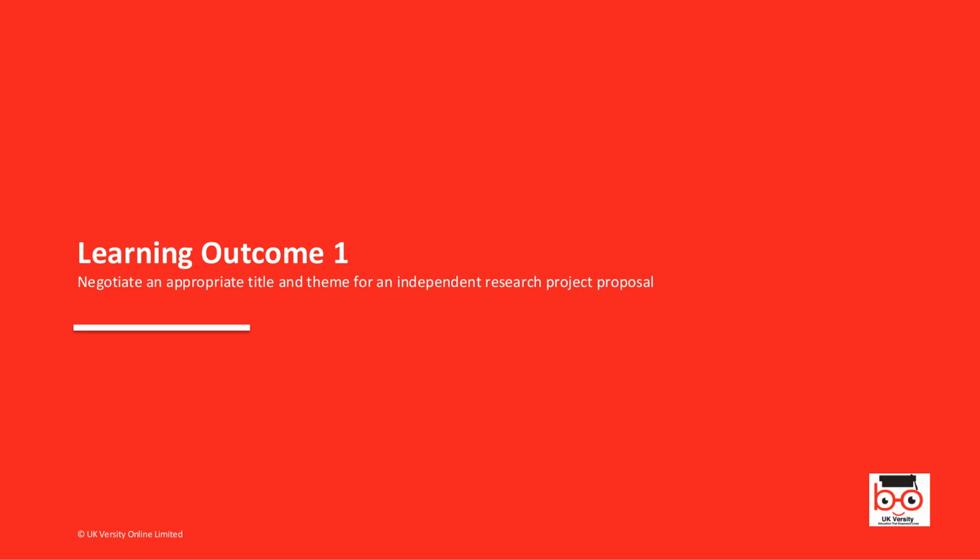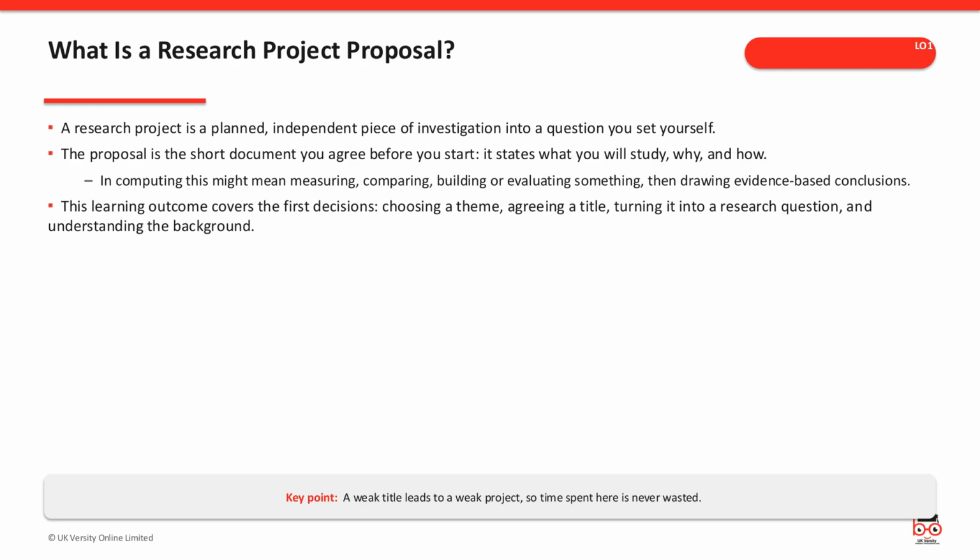Welcome to the first learning outcome, where we get your research project off the ground by agreeing a theme and a working title. It sounds simple, but the choices you make here really do shape everything that follows. So, what exactly is a research project proposal?